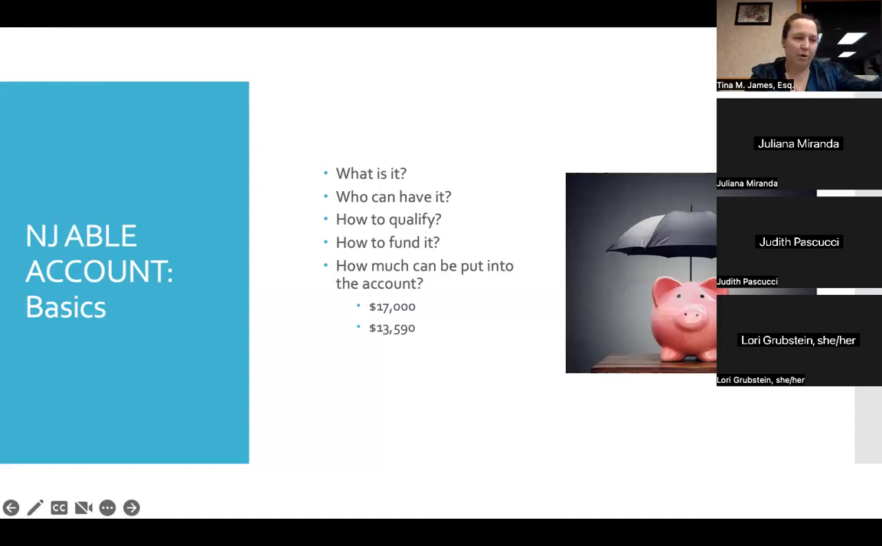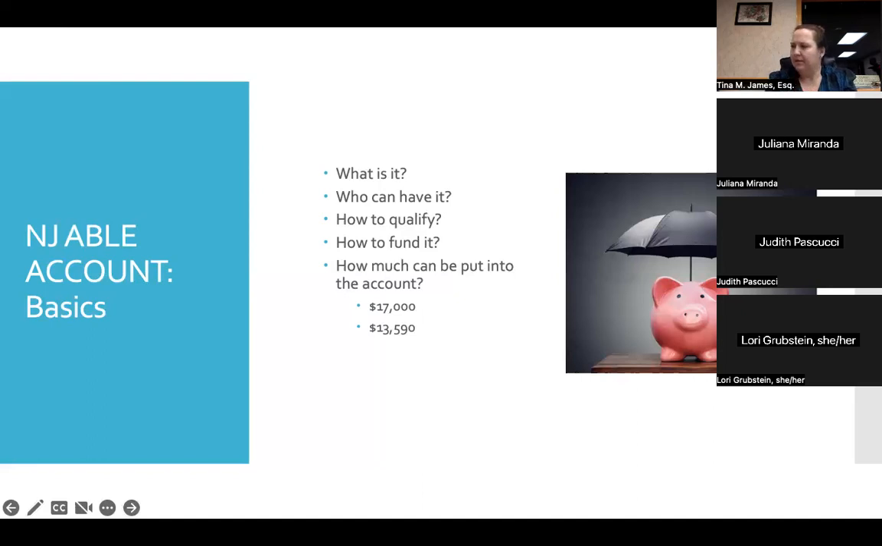You, or your son or daughter, can put up to $17,000 in this account. So this is a nice little tool to have for a couple of different reasons. If they are working, you see that other number below, the $13,590, they can contribute an additional $13,000 beyond the $17,000 into that account.